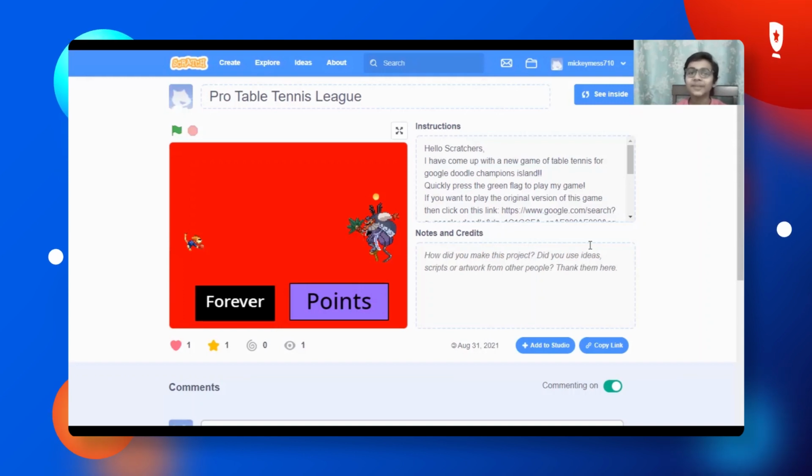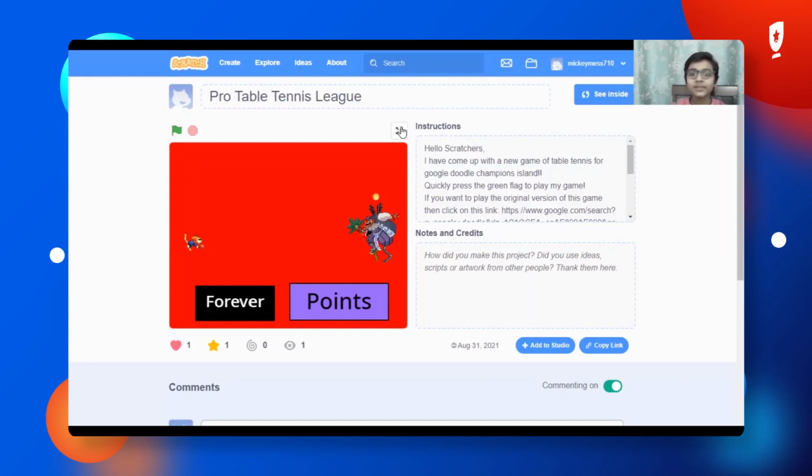I'm here to share my Scratch project for the competition Scratch Olympics. Since the environment around us is full of Olympics, my project is based on the Olympic game table tennis, and its fascinating name is Pro Table Tennis League.